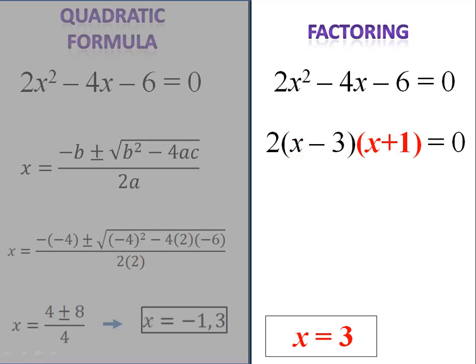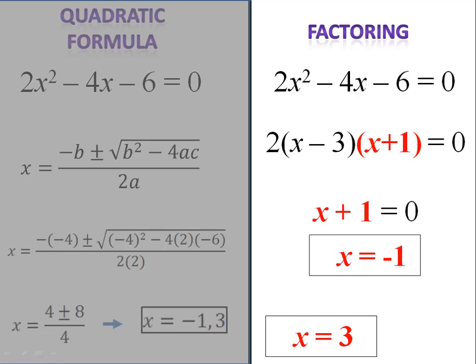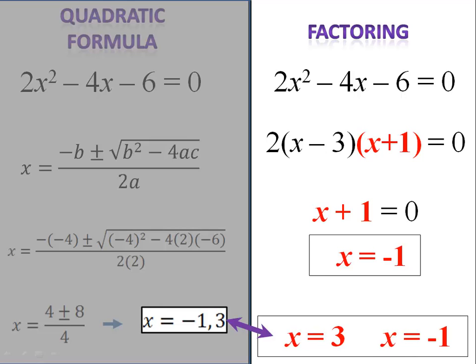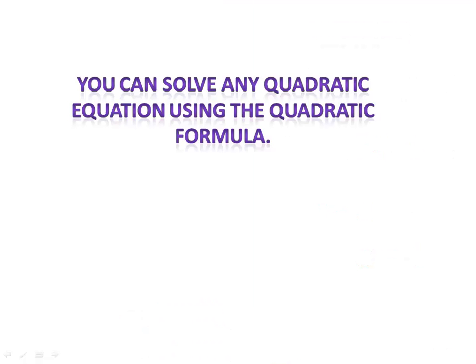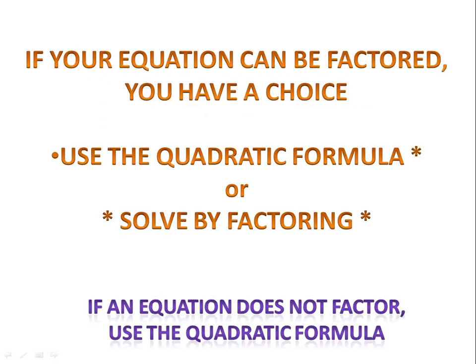Now let's look at the last piece, x plus 1. x plus 1 equals 0, therefore x equals negative 1 is also a solution to the equation. You might notice that when we used the quadratic formula, we also came up with x equals negative 1 and x equals 3. It just so happens that while the quadratic formula works for every quadratic equation, if you can factor, you have a choice. If your equation can be factored, you could opt to use the quadratic formula. Some people like to do that. Others prefer to use the factoring method, where you factor as we just did, and then solve each piece.